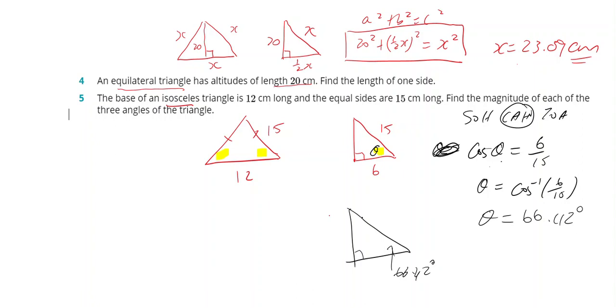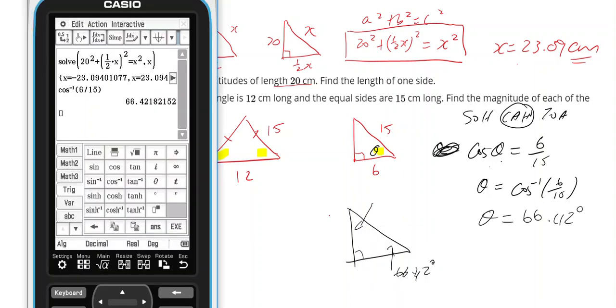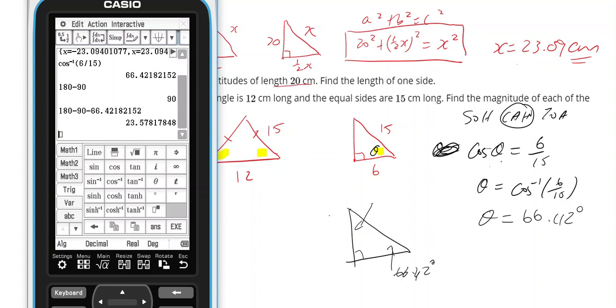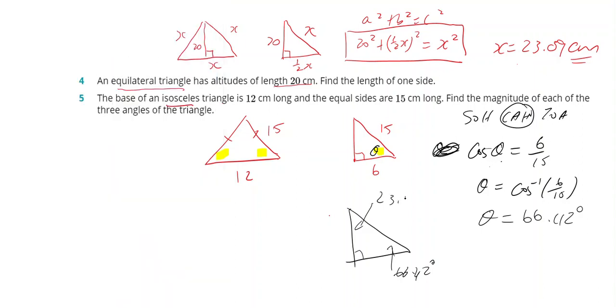Now, because I know what this angle is now, 66.42 degrees, I don't need to use trig to find the other angle. Because I know all angles add up to 180, I can just go 180 minus 90, because that's a right angle there, minus 66.42. For accuracy, I'm just going to copy and paste the answer I got from before. So that's 23.58 degrees.